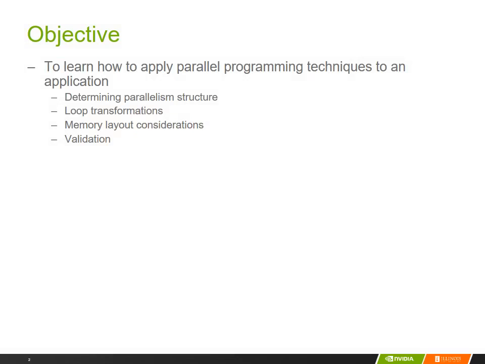The objective of this lecture is for students to learn how to apply the parallel programming techniques we have learned in this course so far to an application. There are four skills covered in this lecture.